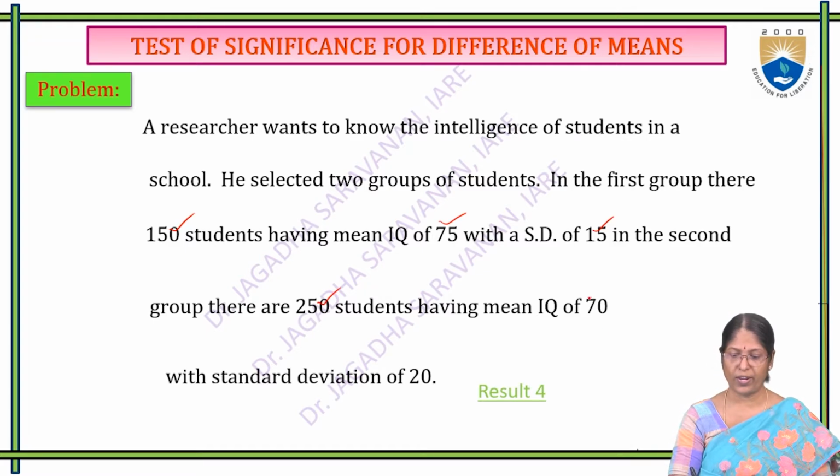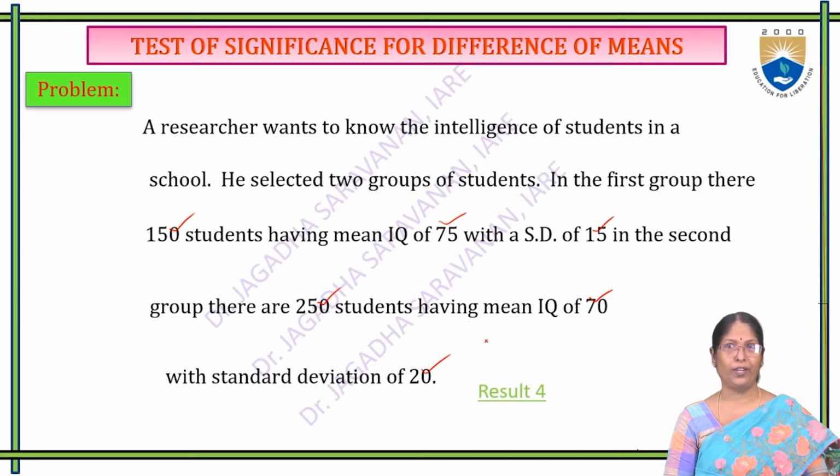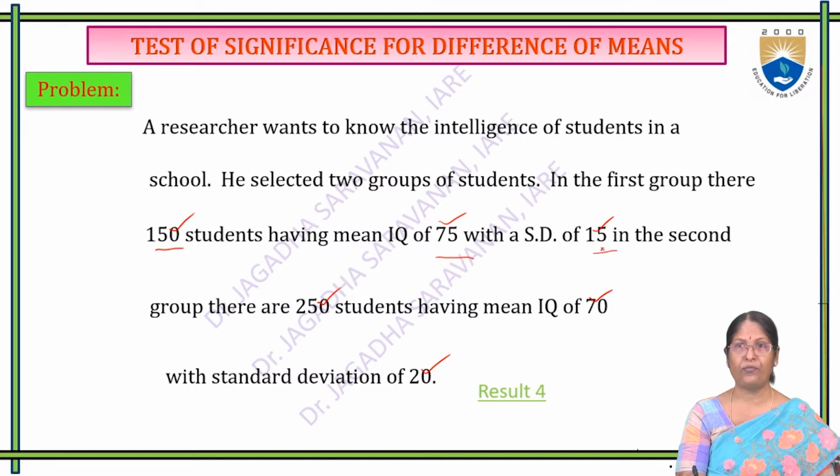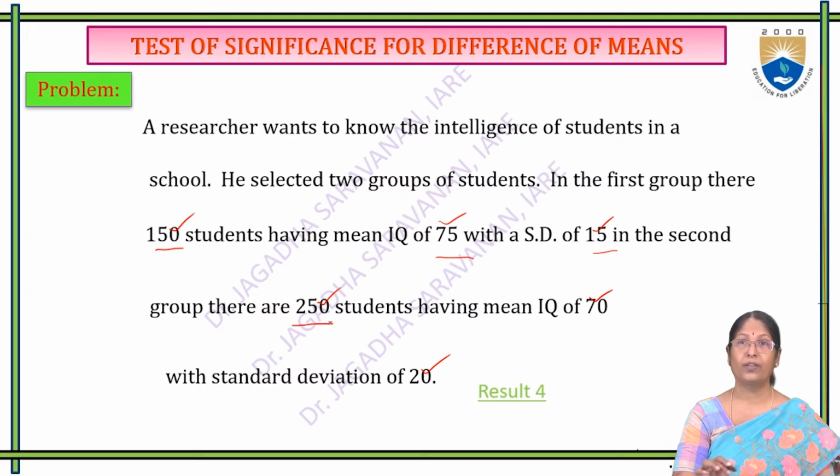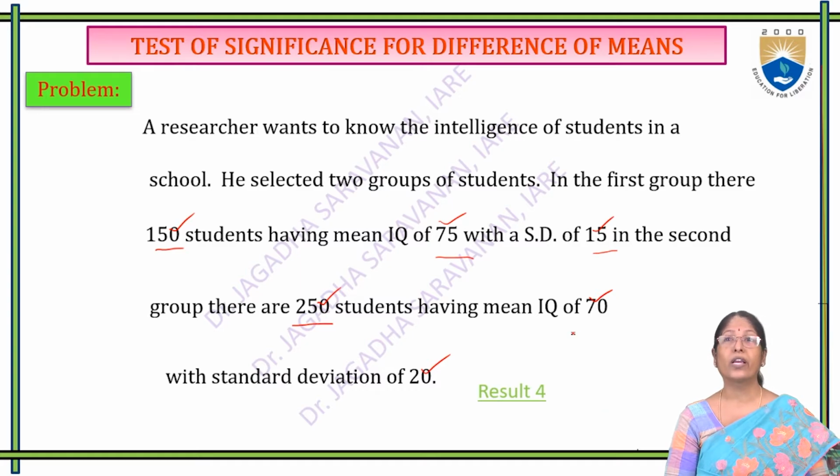Having mean X2 bar ready, then S2 also ready. So here for one group we have the data: 150, 75, 15 as sample size, sample mean and sample standard deviation. The second one is N2, X2 bar and S2. And about the populations, there is no information at all. Only these two samples' data are given. So the test statistic is X1 bar minus X2 bar divided by the square root of S1 square divided by N1 plus S2 square divided by N2, which should dominate. Here there is no sigma 1 square and sigma 2 square.